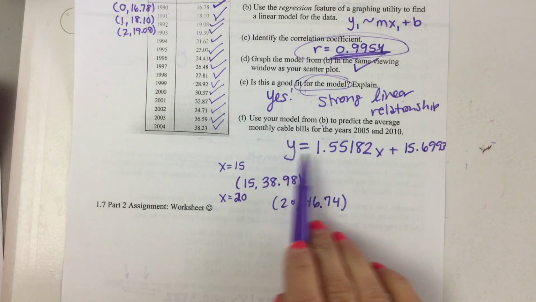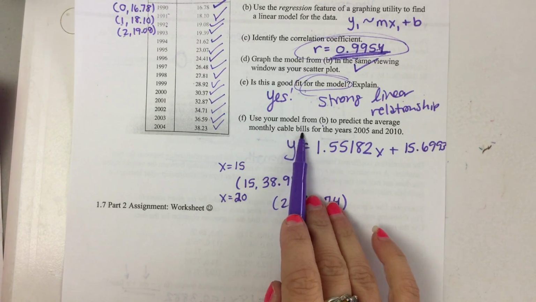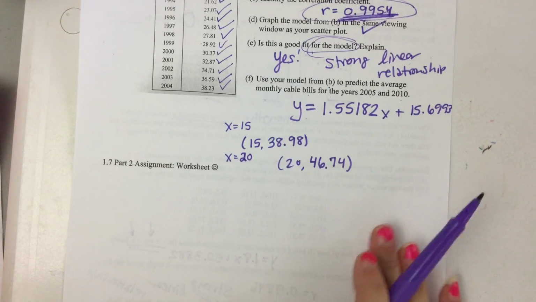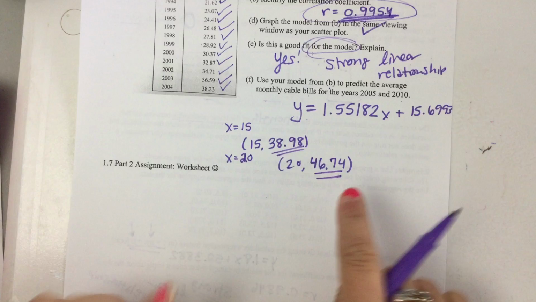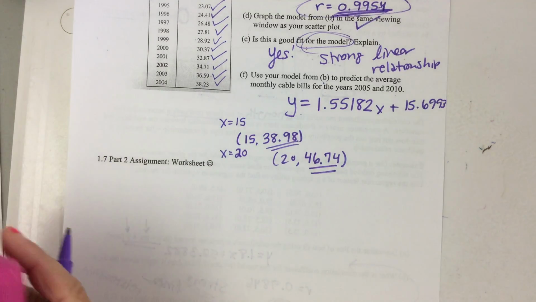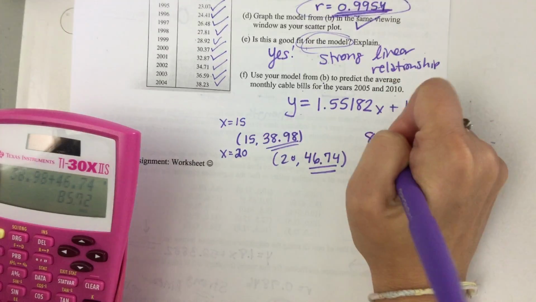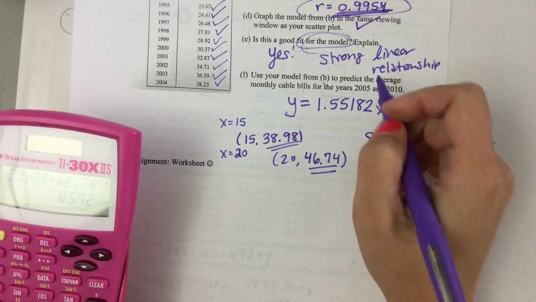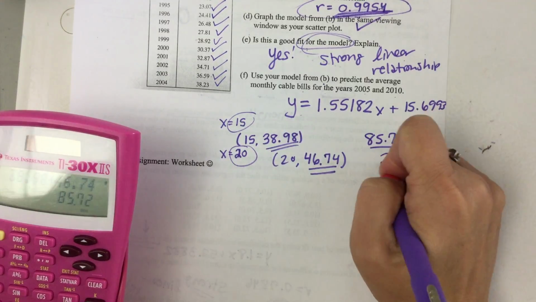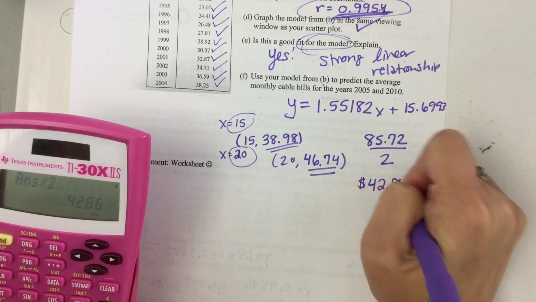Use your model from B to predict the average monthly cable bills for the year. So if you're doing the average, remember to find the average, you add the two together and then divide by how many numbers you're looking at. Okay, so we want to know the average between these two. So if I add them, 38.98 plus 46.74, so 85.72. We are looking at 2 different years, 2 different data points. So if I divide by 2, the average bill would be 42.86.